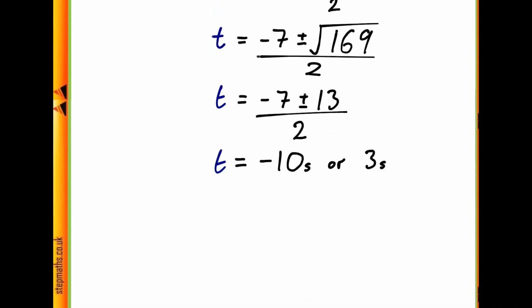This comes out giving us two different values of t, one of minus 10 seconds or one of 3 seconds. Obviously this minus 10 seconds is unphysical, it can't happen, we can't have a negative time. So the answer we want is 3 seconds. This is going to be our final answer and corresponds with answer B, given in the question.